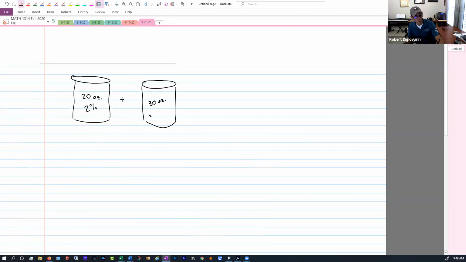We'll stick with milk again. What if I take, let's use a different measurement. Let's go 20 ounces of 2% milk, and I add to that 30 ounces of whole milk. Okay, question. How much milk do we have? Second question, what is the fat percent?